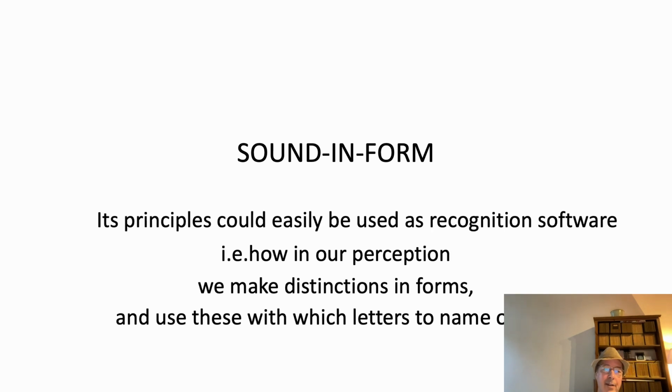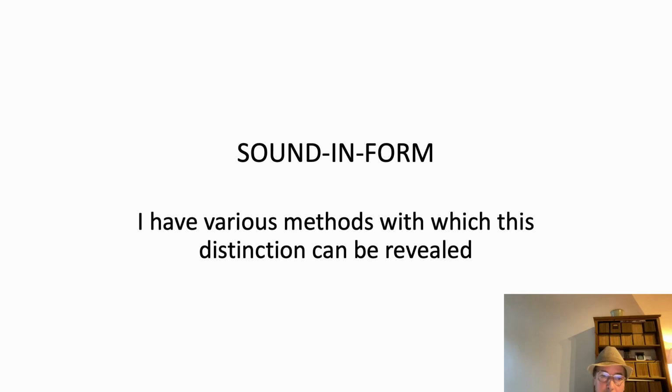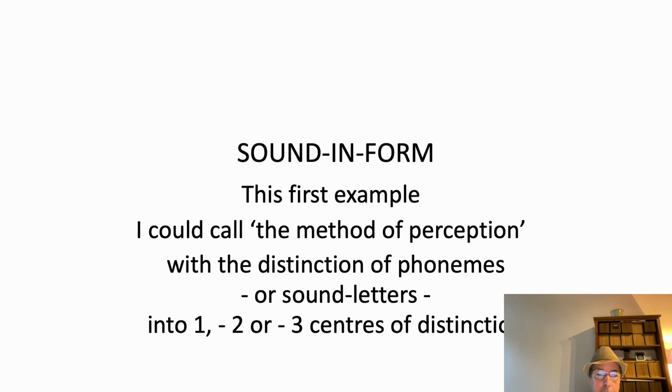Its principle could easily be used as a recognition software. For example, how in our perception we can make distinctions and use these which letters to name objects. I have various methods with which this distinction can be revealed. The first one I could call the method of perception, with the distinction of phonemes, sound letters, to 1, 2 or 3 centers of distinction.